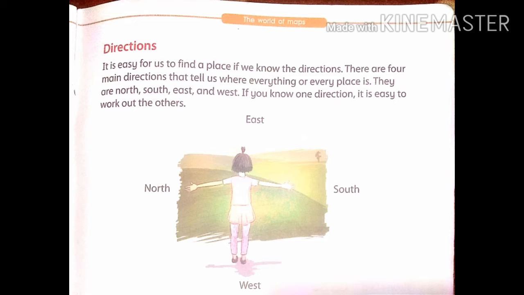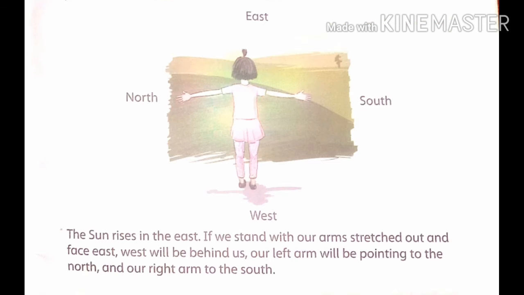Actually, directions are points in different places. In order to find a place, we must know in which direction of us it lies. Most commonly, 4 directions are used to locate a place: north, south, east, and west. And these 4 directions are called cardinal directions. And if we know one direction, it is very easy to find out the others.